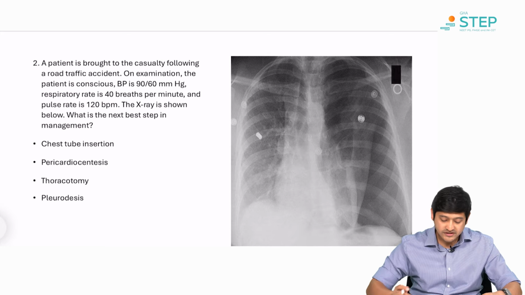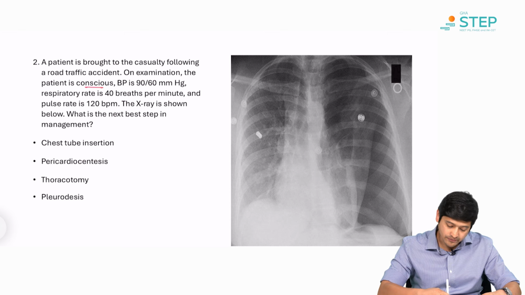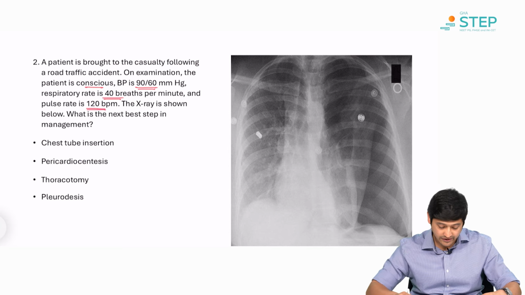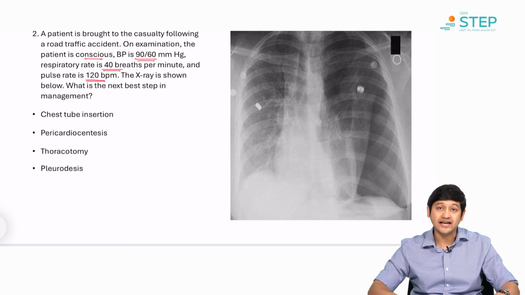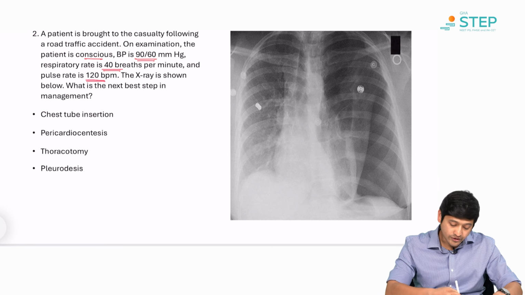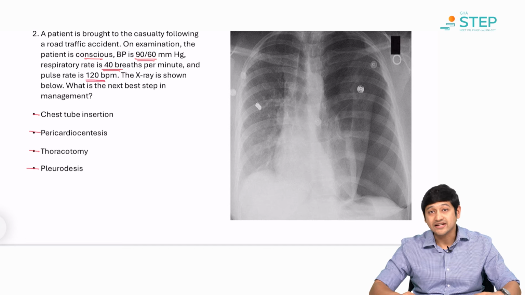Okay, this patient has been brought to you following a road traffic accident. He's conscious, he has a blood pressure of 90/60, his respiratory rate is 40 and his heart is beating at 120 per minute. So the X-ray has been given to you and you've been asked to decide on what the next best step is. Are you going to put in a chest tube? Are you going to perform a pericardiocentesis for this patient? Will you do a thoracotomy or will you perform a pleurodesis procedure?